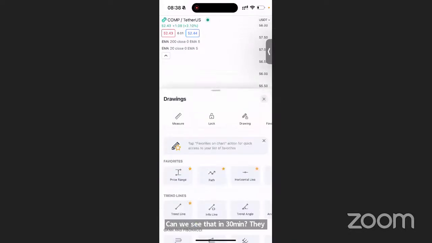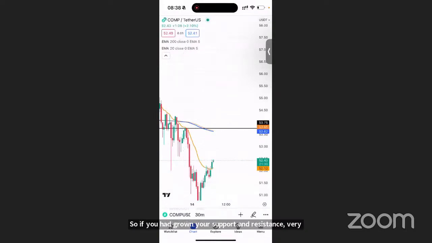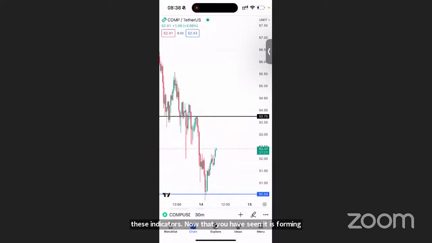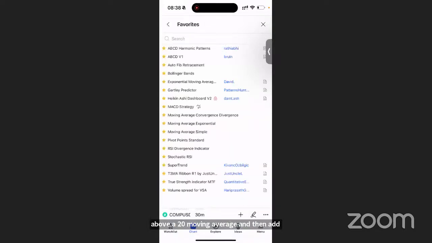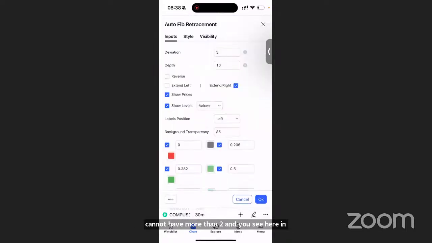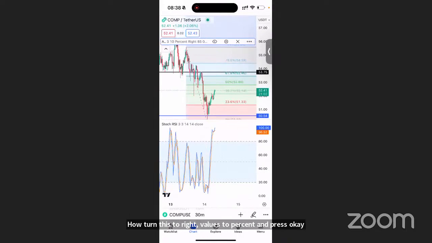So if you had drawn your support and resistance very well, you could now plan your exit, or you could now remove these indicators now that you have seen it is forming above a 20 moving average, and then add other indicators like the FIB and the stochastic RSI, because you cannot have more than two. On the FIB levels that we learned, I'll turn this to right, values to percent, and press OK. Why is it not changing?